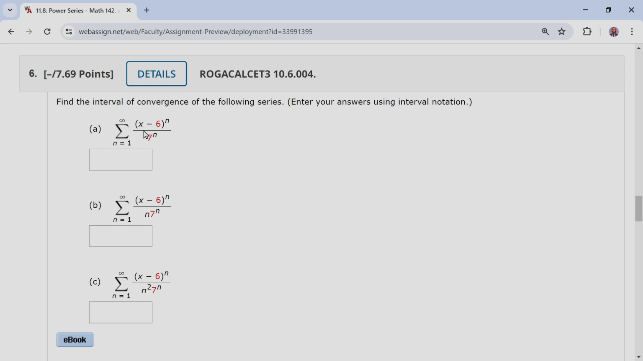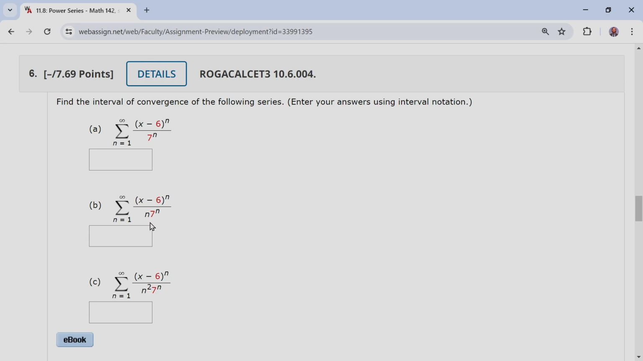Now, if you plug in x equals -1 to test the endpoints, you're going to get (-1) to the n. Hey, that diverges. Plug in x equals 13, the 7 to the n's cancel, and you're just going to be summing up 1 in perpetuity. That diverges as well. So here you're going to include neither endpoint.